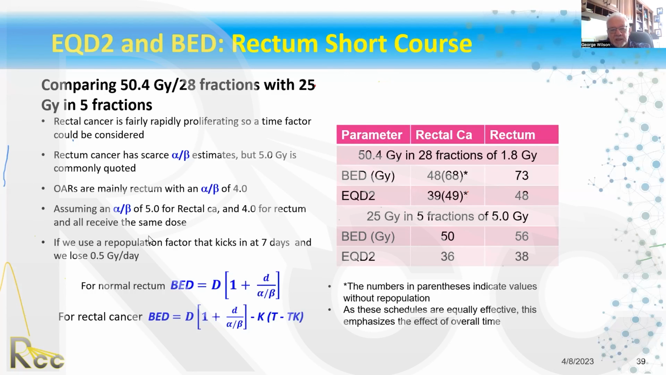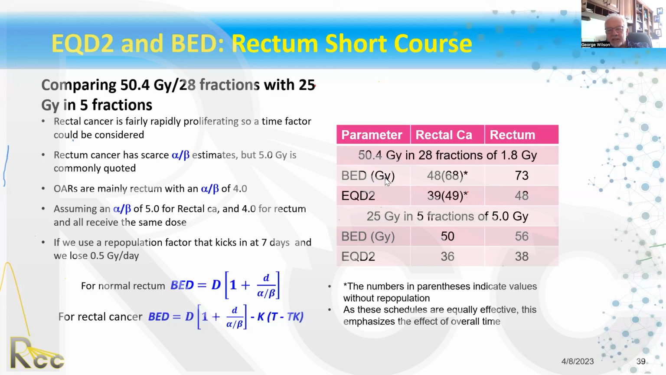So obviously with the normal rectum, and actually with the short schedule, we don't have to worry about proliferation because the normal tissue has a low alpha beta, so it's not going to be as important. And then the 25 in 5 gray fractions occur before this repopulation factor kicks in. But for the rectal cancer, given the conventional treatment, then we're going to have to make an allowance for this proliferation.